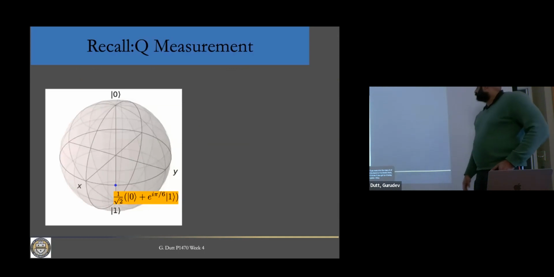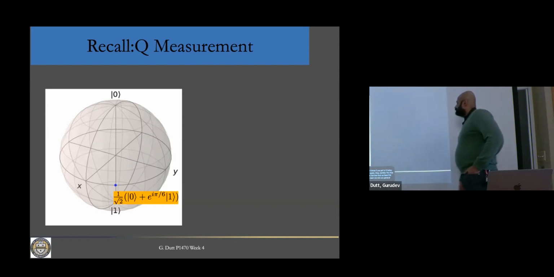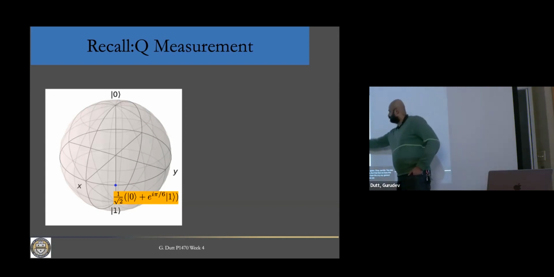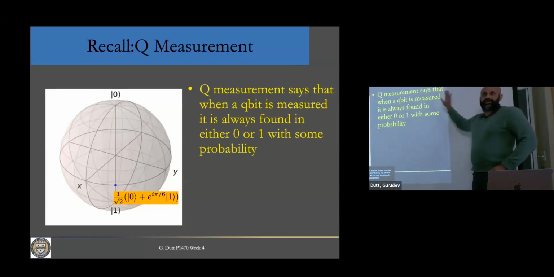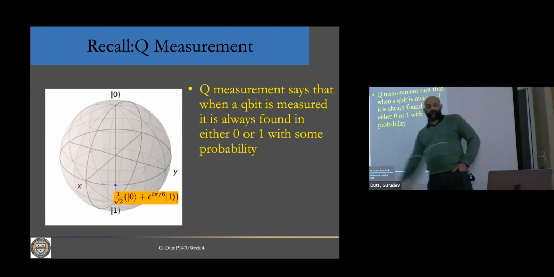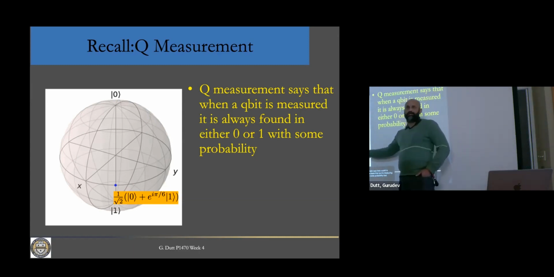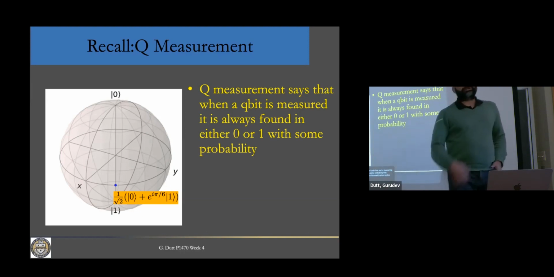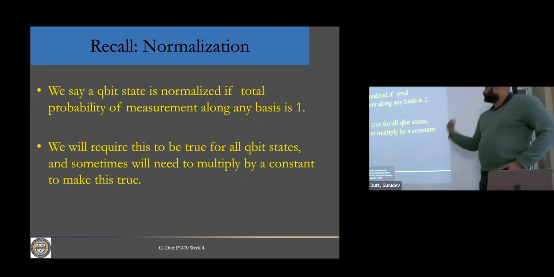Okay, quickly, you may recall from last time that we have this Bloch sphere, and that when we take any general state like this one, we can map it onto the 0 or 1 state by measurement. And the quantum measurement principle says that a qubit is always found in the basis that you're measuring, say 0 or 1, with some probability. That probability, as we discussed, is given by the norm squared of the amplitudes or coefficients in front of these.